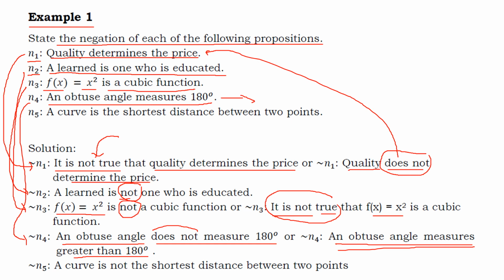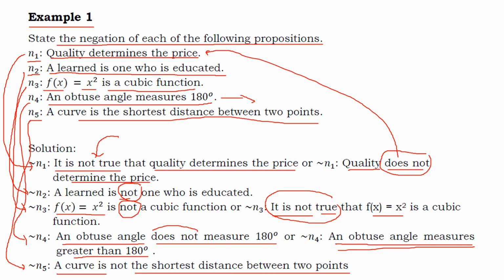And for your N sub 5 proposition here, a curve is the shortest distance between 2 points. How can we convert this one to its negation? So the negation of the proposition N sub 5 is a curve is not the shortest distance between 2 points. So we put not here for us to convert this original proposition for N sub 5 to its negation. So that's how we deal with your negation.